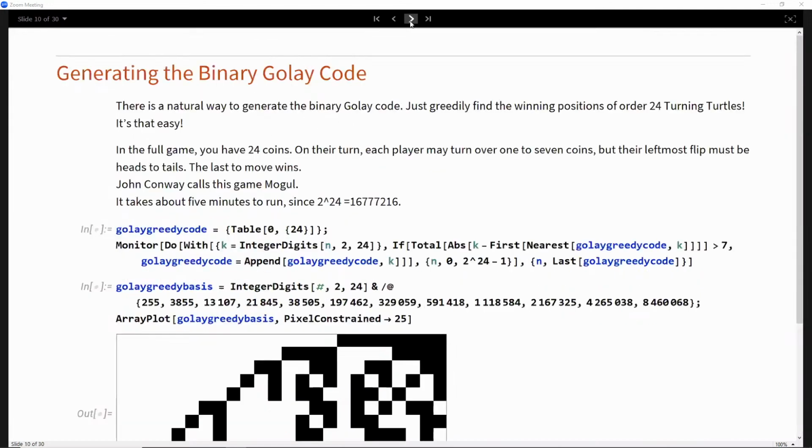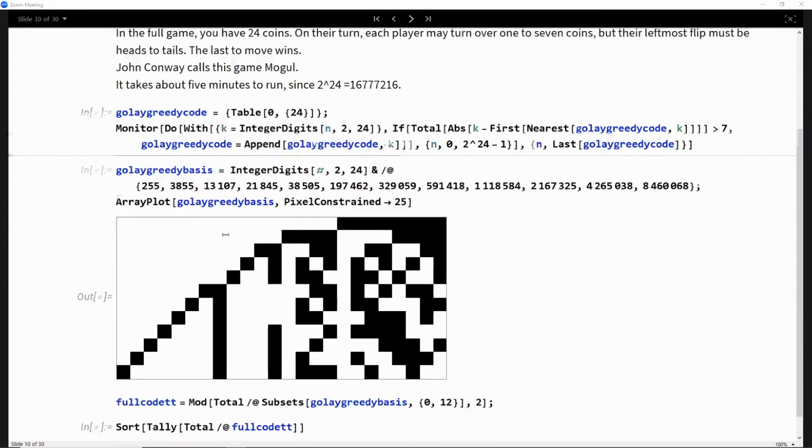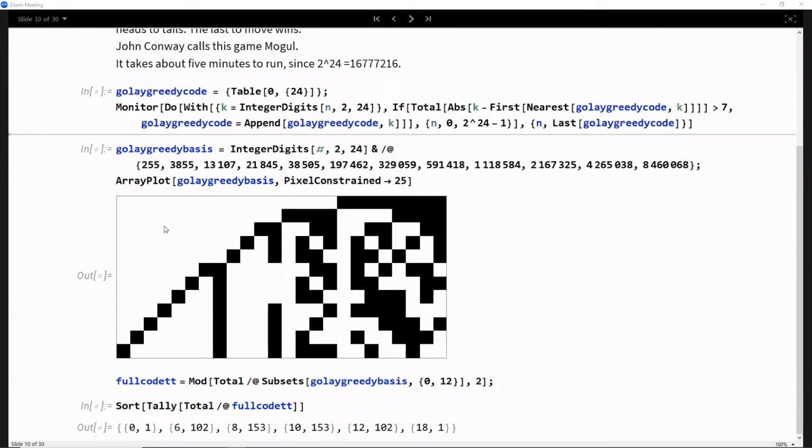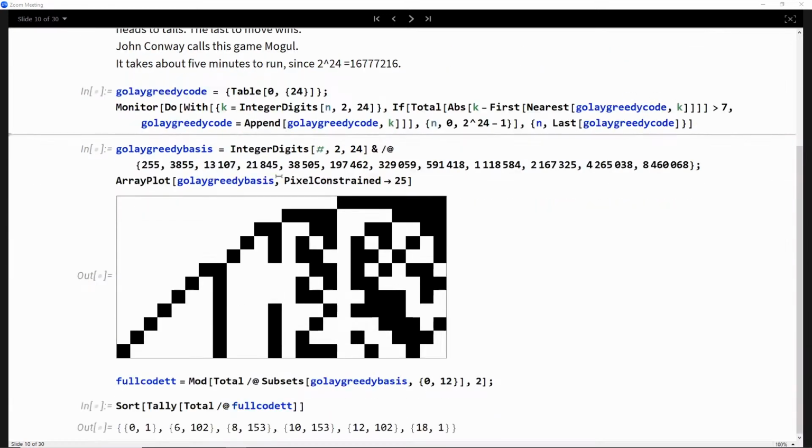So we can do the same thing and generate the binary Golay code. But instead of the setup we had last time, we have 24 coins, and each time you flip 1 to 7 coins, and the leftmost flip must be heads to tails. John Conway calls this game Mogul. I could run the greedy code here, but it would take about 5 minutes. And it turns out it produces this set of generators once it's done, and the length is 2 to the 12.